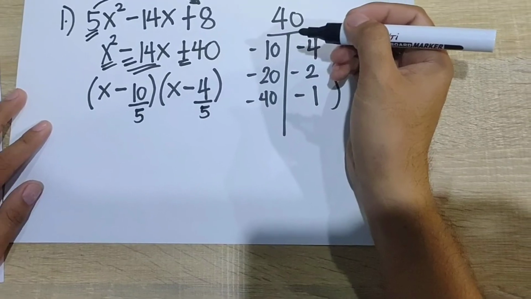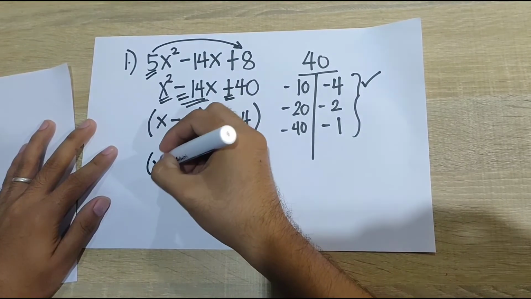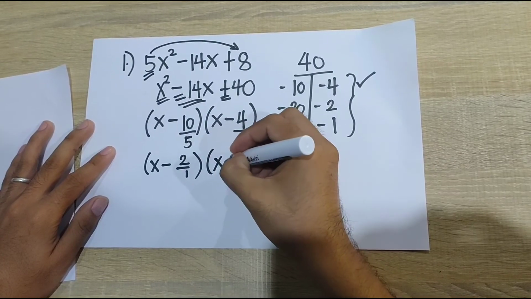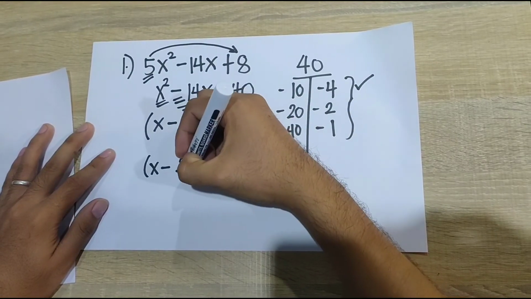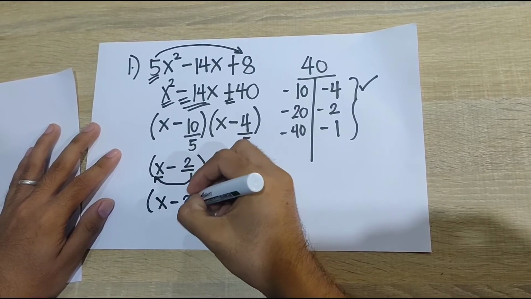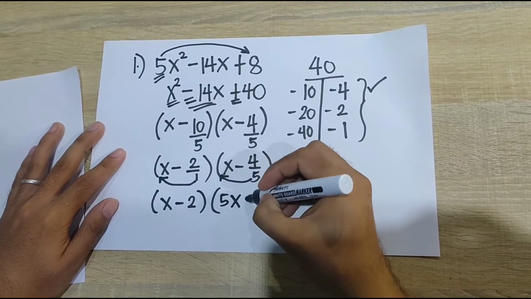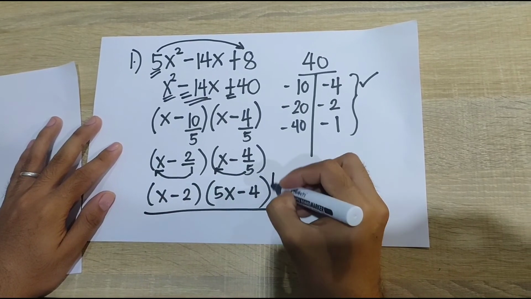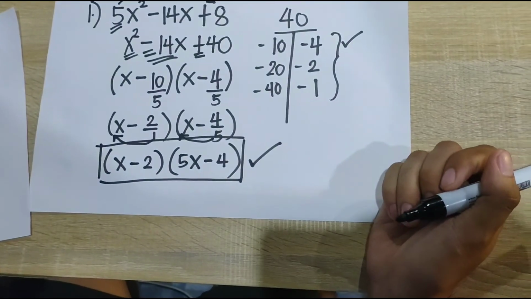Next, we divide the numbers in our factors by 5. Take note, guys, what we divide by is the number in the first term. So, what we get is x, and then 2 over 1, and then x, and 4 over 5. Next is to multiply the denominators to the first term of the factors. So, we have x minus 2, and then 5x minus 4. And this will be our factors. So, the factors are x minus 2 and 5x minus 4.